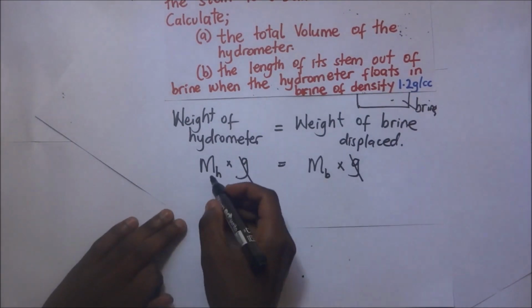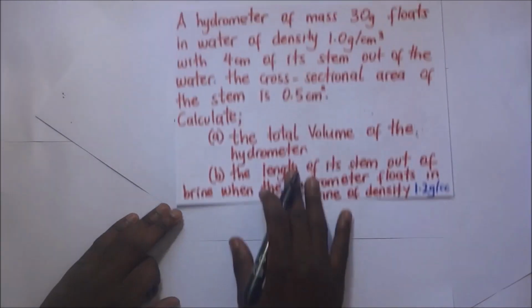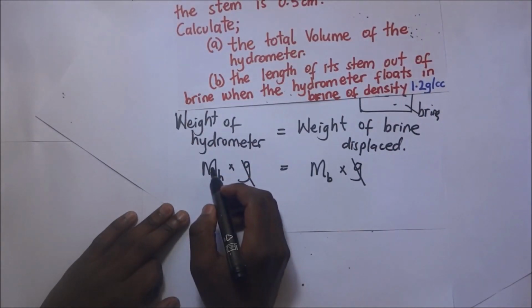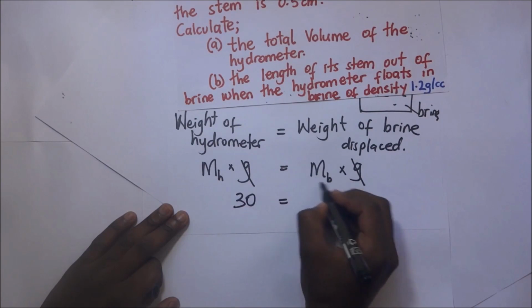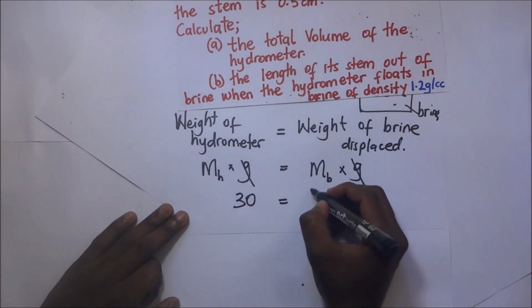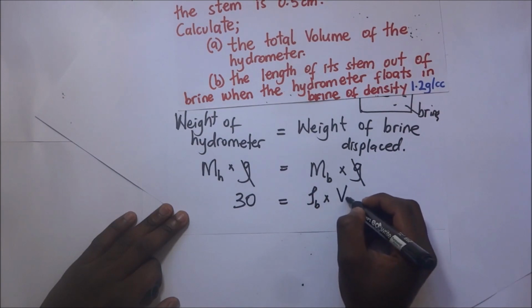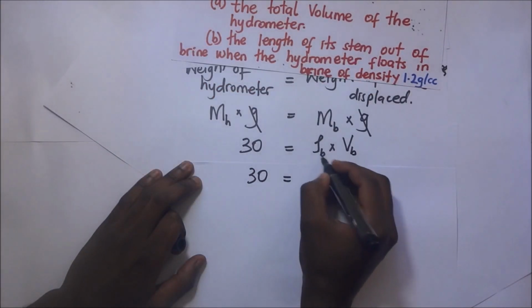The mass of the hydrometer, the question tells us, is 30. So we already have the mass of the hydrometer. It is going to be given by the mass of the brine. The mass of the brine is given by the density of the brine multiplied by the volume occupied by the brine.